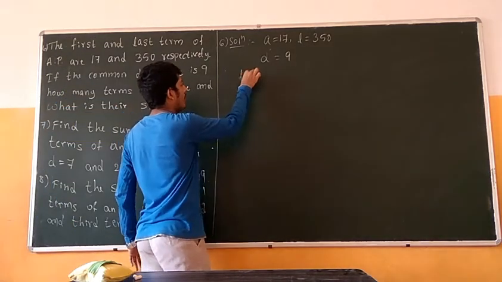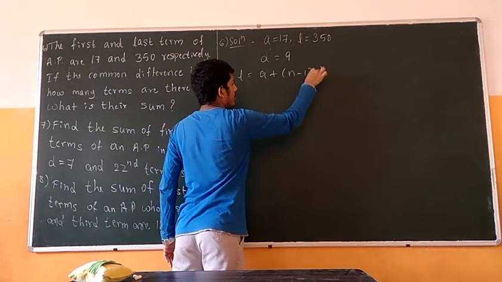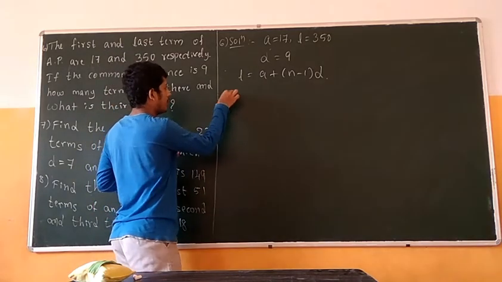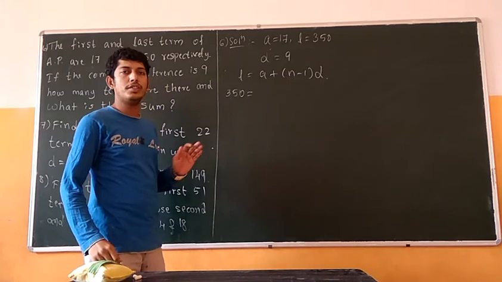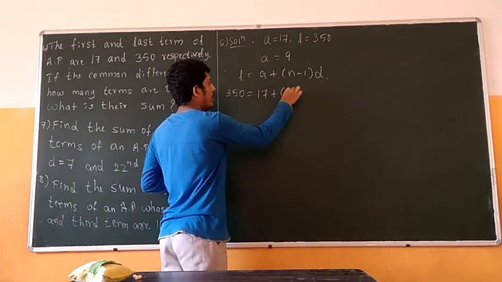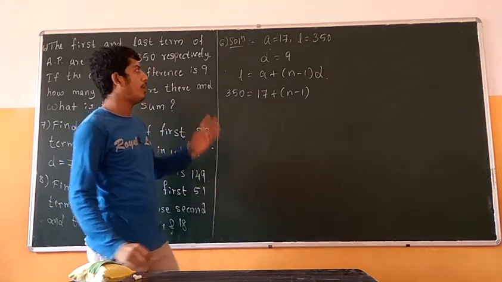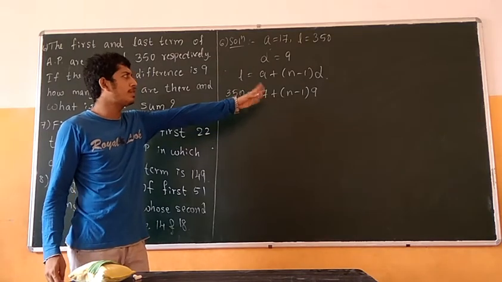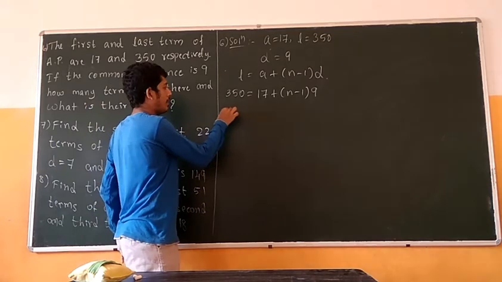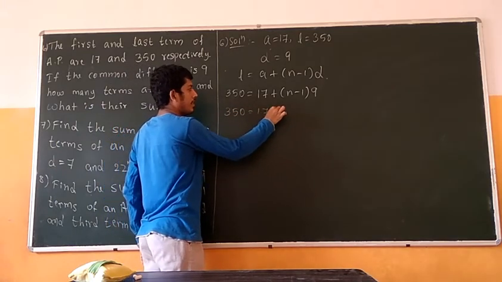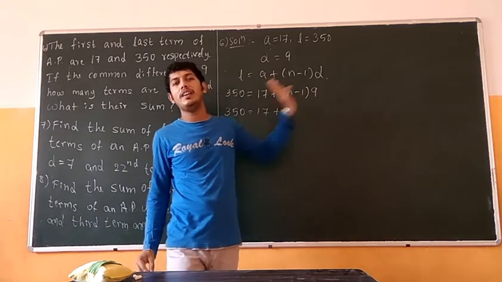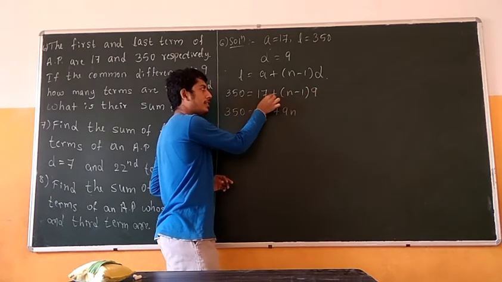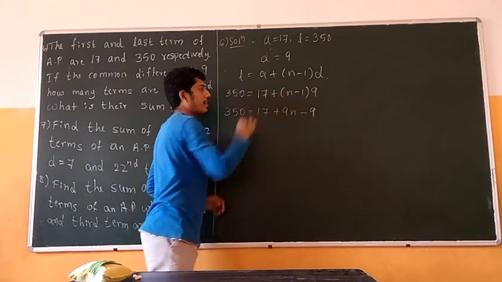So I will use the formula L equals a plus n minus 1 into d. The L value is 350 equals the a value 17 plus n minus 1, that is the unknown term, and the value of d is 9. Now I will take this 17 to the left hand side. 350 equals 17 plus, multiplying the binomial and monomial, it becomes 9n, plus into minus is minus, minus 9 ones are 9.